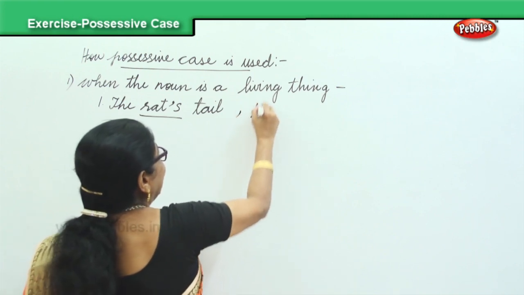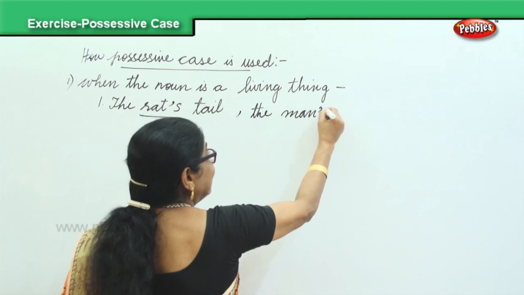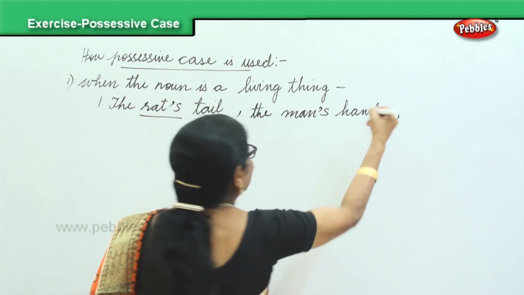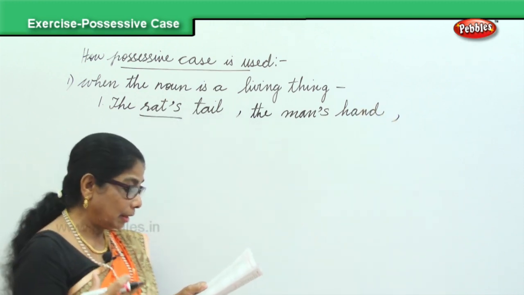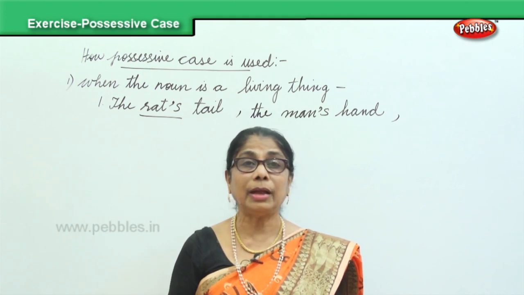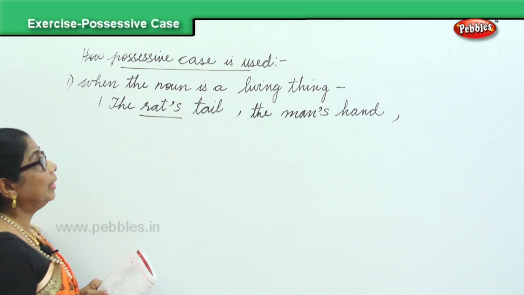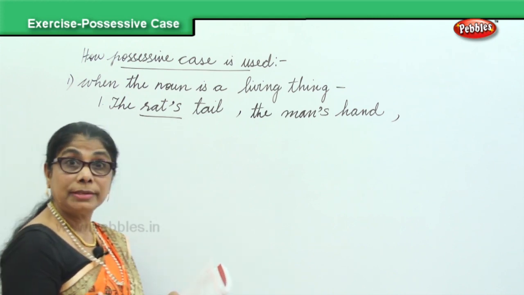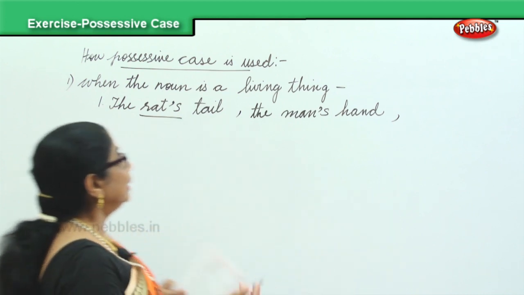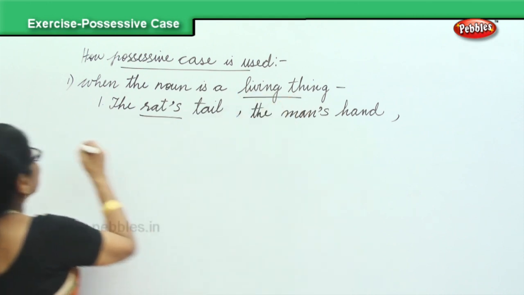Or you will say, the man's hand, etc. Just for you to remember. Supposing the man's hand, the rat's tail, then what can you say? The horse's tail. This is the noun in the case of a living thing.